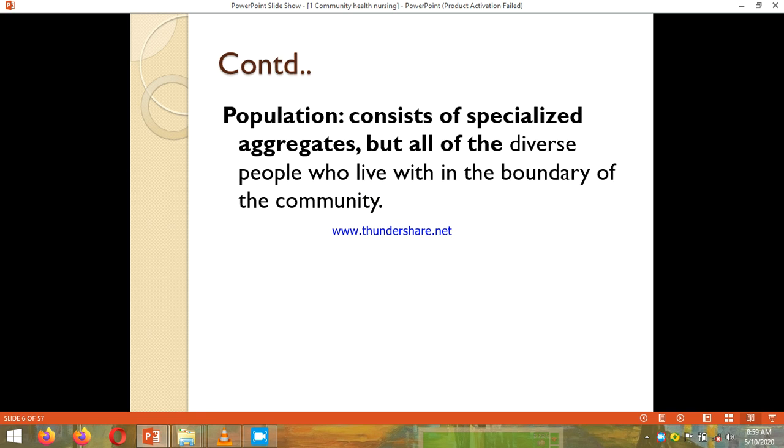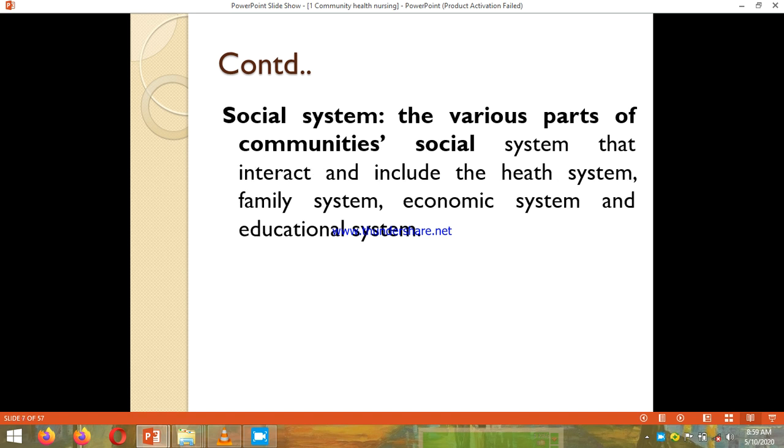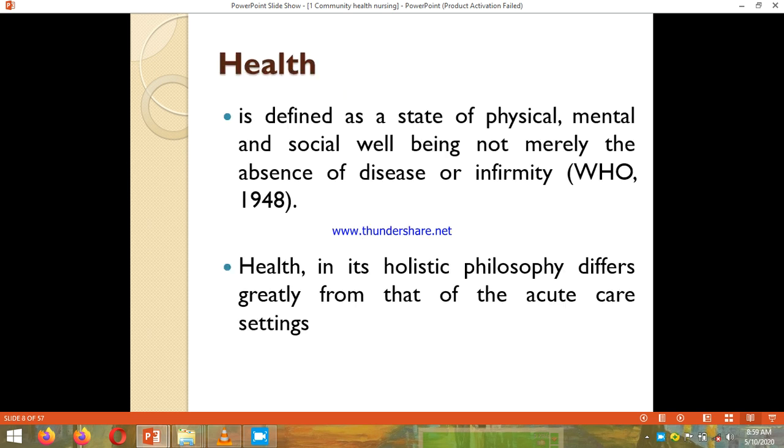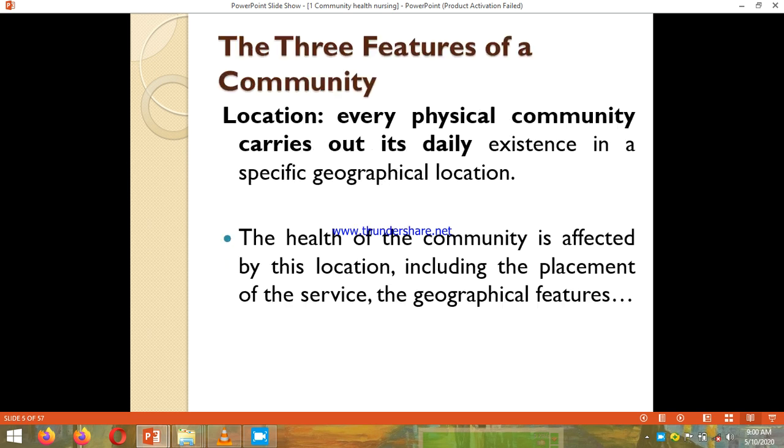The other one is population. Population means the aggregate of people that live within the community. And the other one is social system. Social system means the various parts of the community, maybe the health system, family system, economic system, and educational system. So one community must pass through these three features. The first one is location, the second one is population, and the third one is social system.